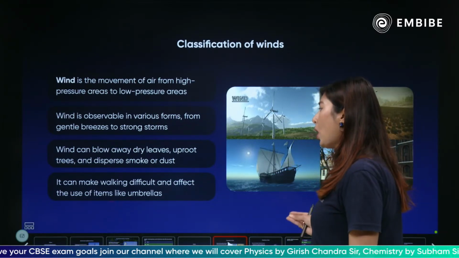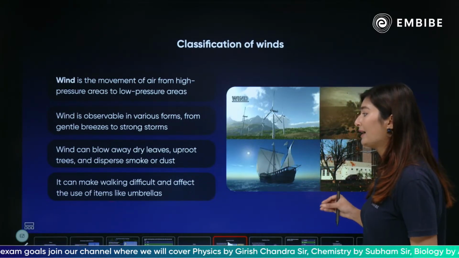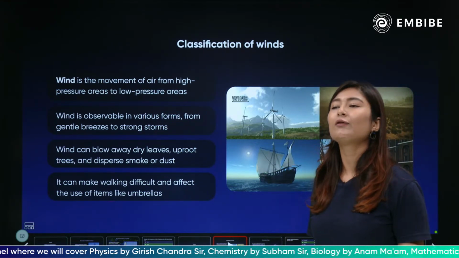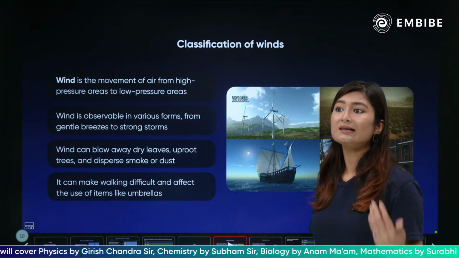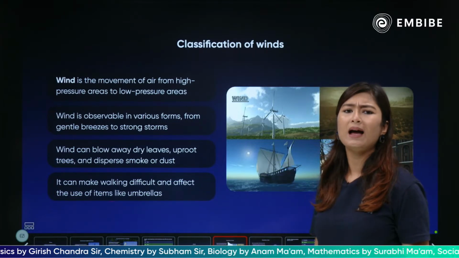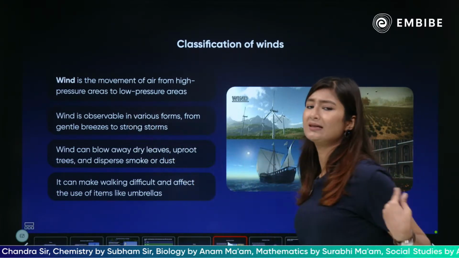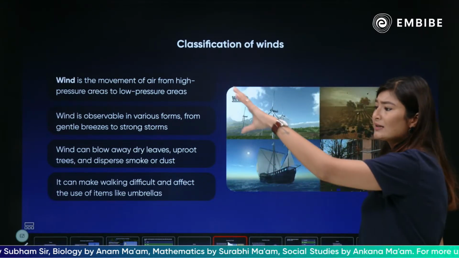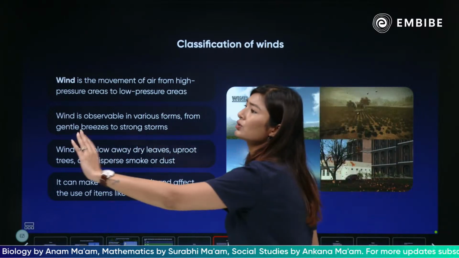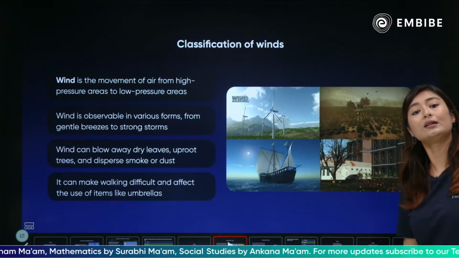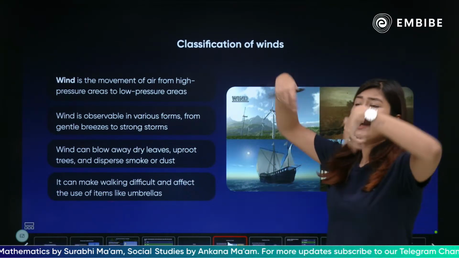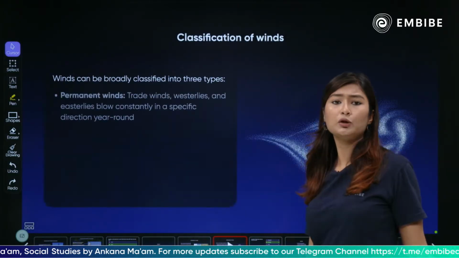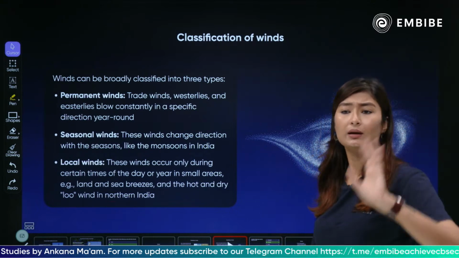So it can make walking difficult and affect the use of items like umbrellas. You know, when the wind is light, then you'll feel good. Sometimes it'll be scary. You won't even be able to walk if the wind is in this direction and you're walking in this direction, it will keep pushing you back. इतनी तेजी से हवा बह रही होगी कि आप आगे बढ़ने की कोशिश करो, वो आपको पीछे धक्का दे देगा. इतनी तेजी से भी हवा चलती है. अम्ब्रेला उड़ा देती है. है ना, बारिश में कई बार when you're trying to use the umbrella, you won't even be able to use the umbrella.